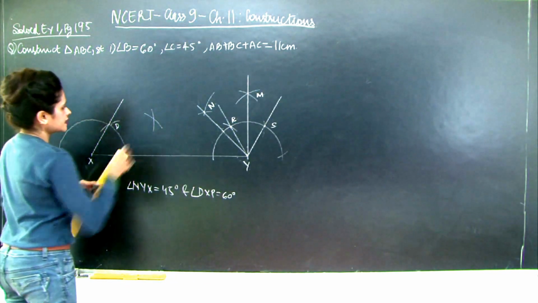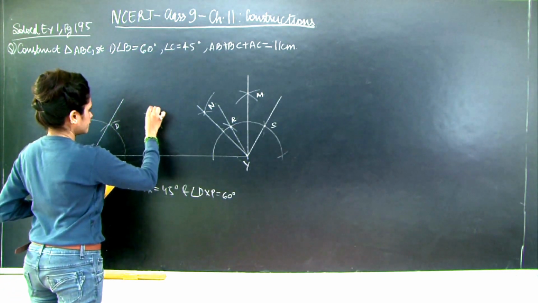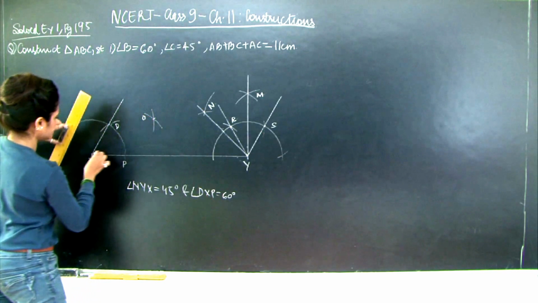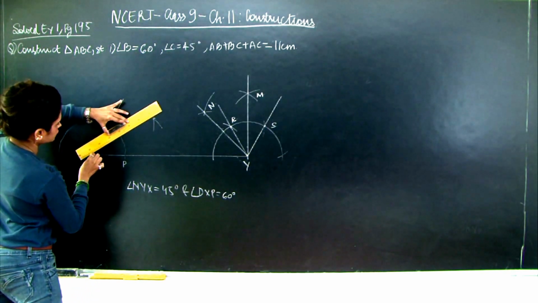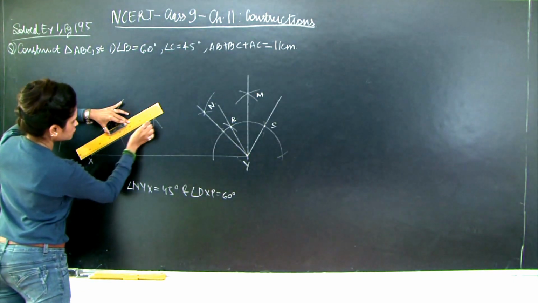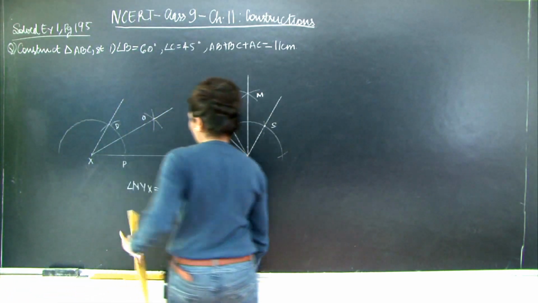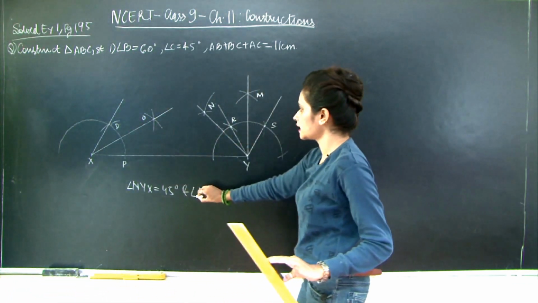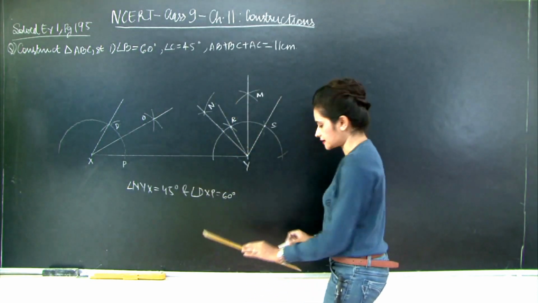Let this point of intersection be O, and I am going to join X to O, and let's draw the angle bisector. We have drawn the angle bisector for DXP. Now we will draw the angle bisector for NYX.